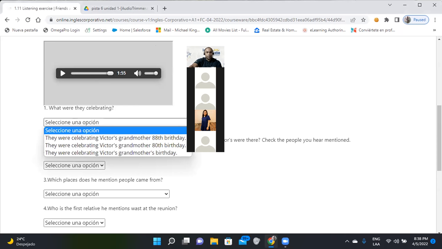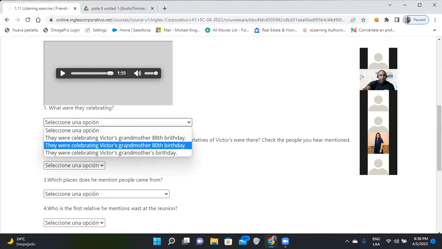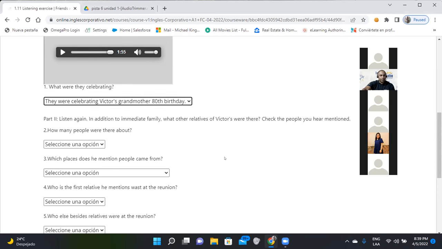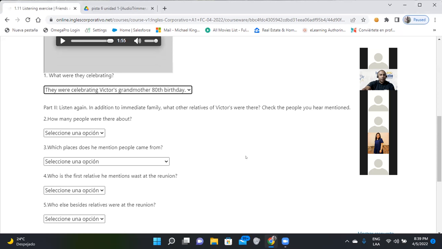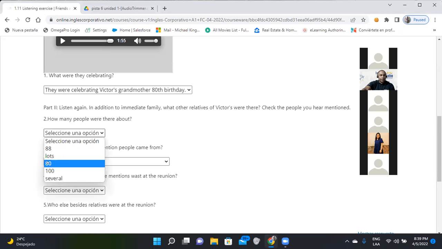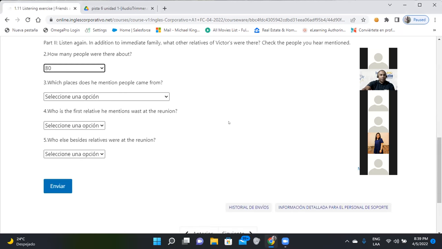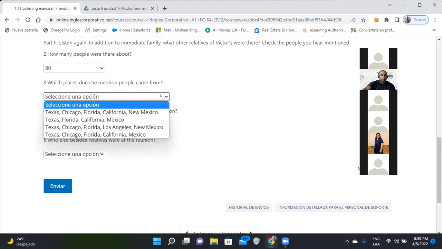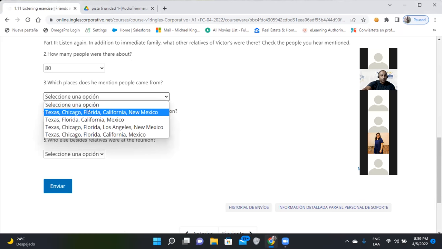They were celebrating Victor's grandmother's 80th birthday. Excellent. Part two. How many people were there? About 80. Number three, which places does he mention people came from? Texas, Chicago, Florida, California, and Mexico. New Mexico.